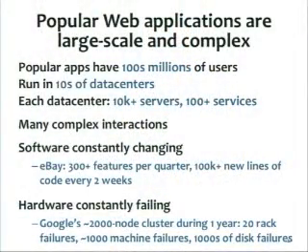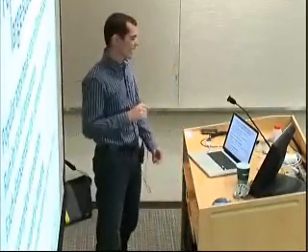Next, the software that's running in these data centers is constantly changing. eBay published statistics saying that they add 300 features per quarter, and they add hundreds of thousands of new lines of code every 2 weeks to their system.